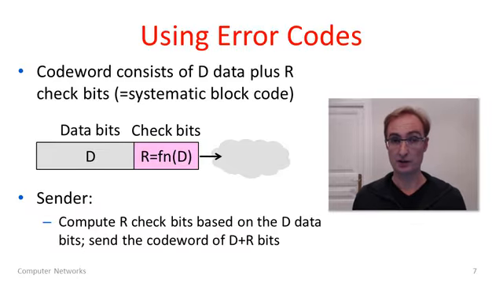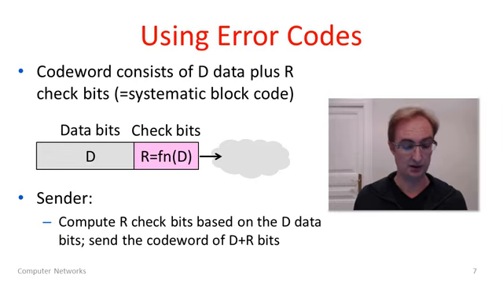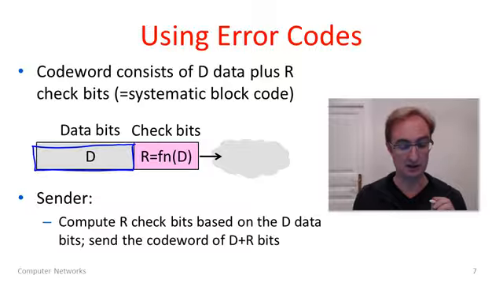To use error codes, just diving into the next level of detail, here's the overall structure. We're going to send code words. A code word is going to consist of the D data bits. That's actually the message bits that we want to send. And then to that we're going to add these check bits we talked about, R different check bits.